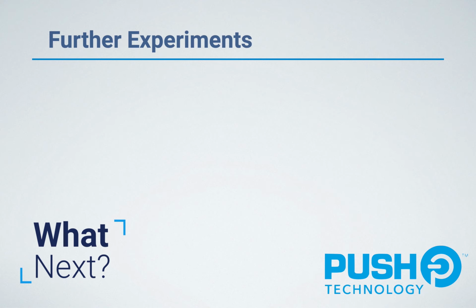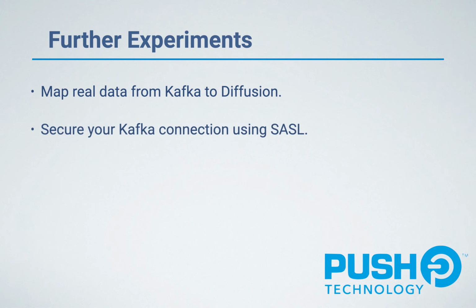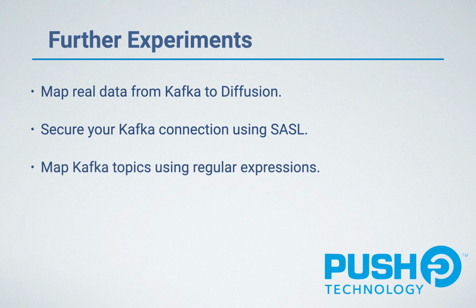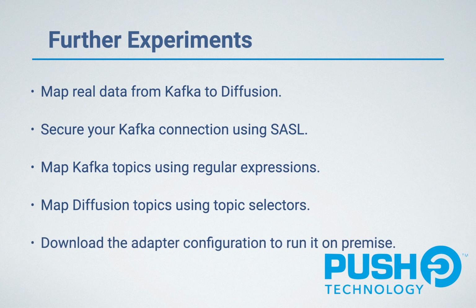So, what next? Well, Kafka is a great choice for moving data internally, but for fine-grained distribution with topic-level access control, use Diffusion to share that data with a much larger audience outside the data center. In production, you will want to use a secure connection to your Kafka cluster. You can use regular expressions to specify the Kafka topics to mirror as diffusion topics, or you can map topics in bulk back to Kafka using diffusion topic selectors. You can download the configuration and run it on-premise.